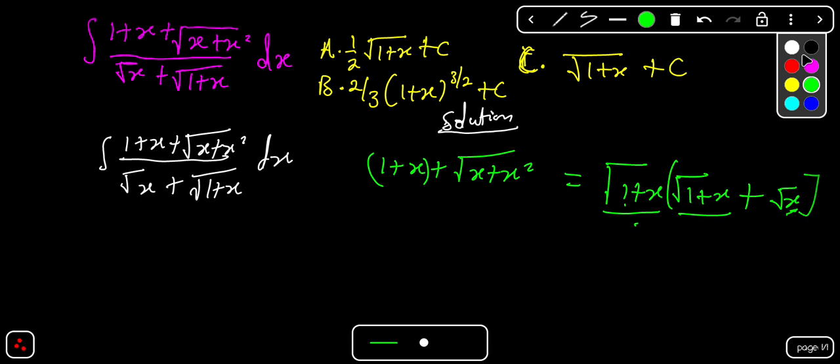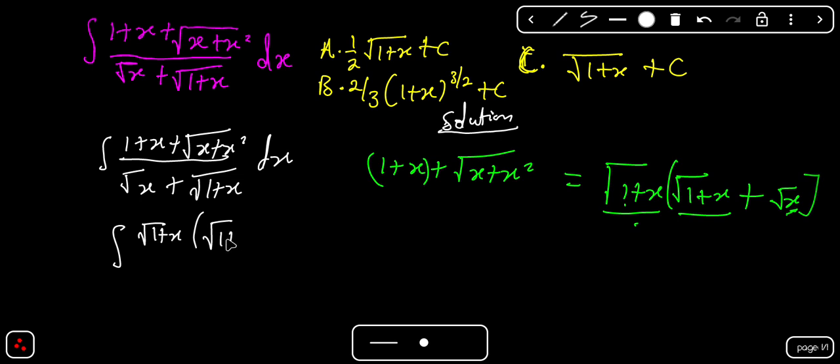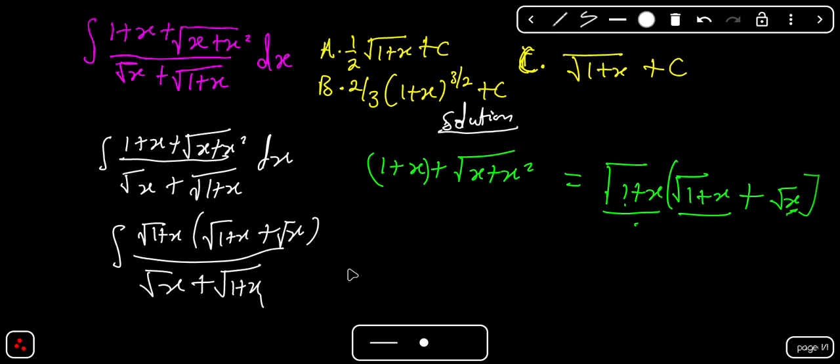Since we can rewrite the numerator, we are going to have the integral of square root of 1 plus x, then into bracket 1 plus x, then plus square root of x, over square root of x plus square root of 1 plus x dx. So we can see that square root of x plus square root of 1 plus x will cancel out square root of 1 plus x plus square root of x. Then what we have now is the integral of square root of 1 plus x dx.